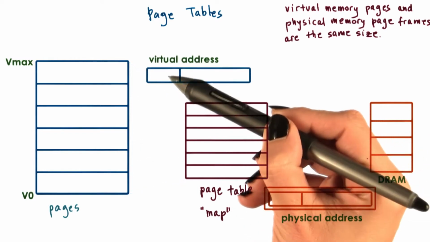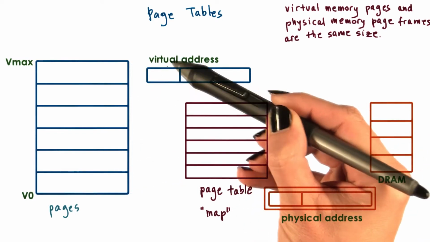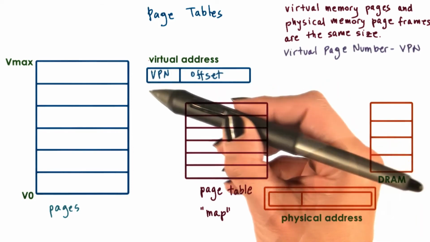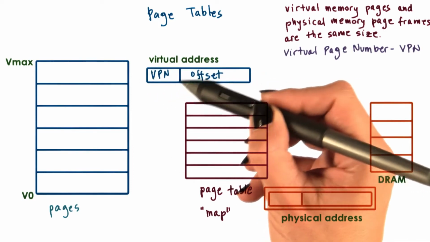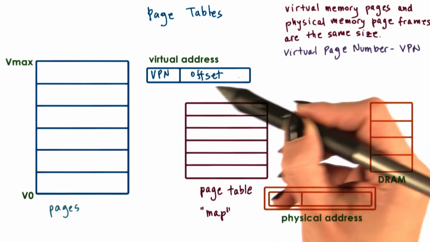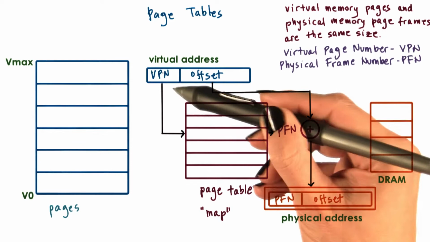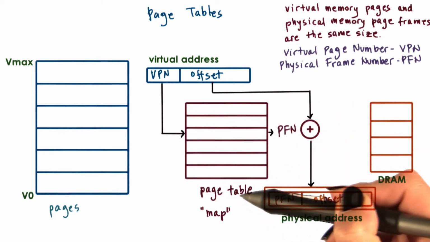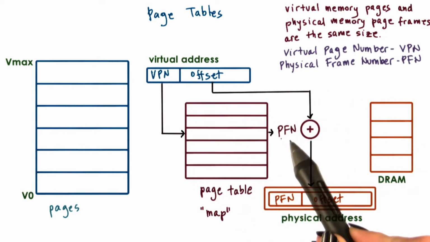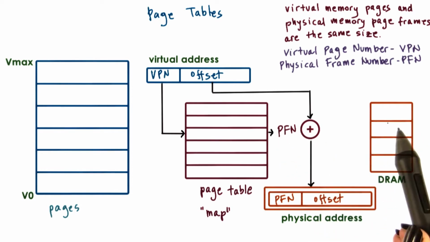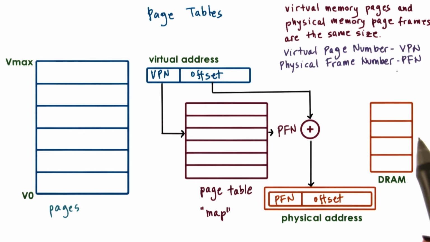What that means is that only the first portion of the virtual address is used to index into the page table. We call this part of the virtual address the virtual page number, and the rest of the virtual address is the actual offset. The virtual page number is used as an offset into the page table, and that will produce the physical frame number, and that is the physical address of the physical frame in DRAM.